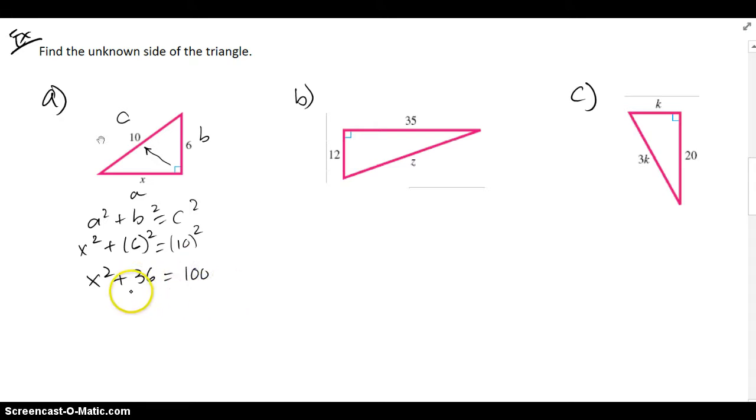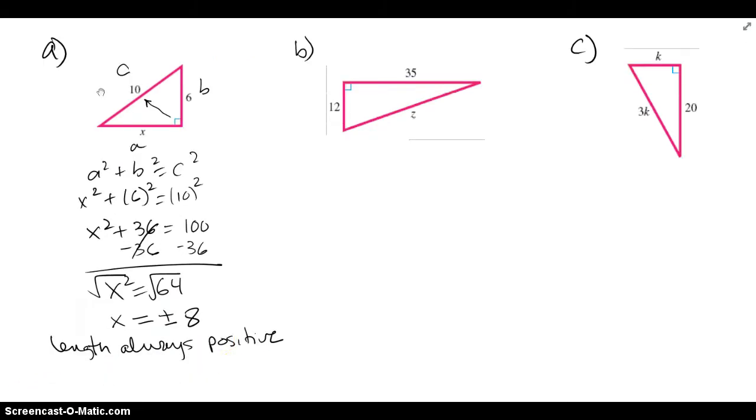Now I need to go solve this quadratic equation. Remember, we isolate the x squared quantity, so I have x squared equals 64, and I take the square root of both sides. Normally I would say x is plus or minus 8, but since I'm looking at an application and the length of a triangle is always going to be a positive length, not a negative length, I will say x is equal to positive 8, because it comes from an application of a triangle where the length has to stay positive.